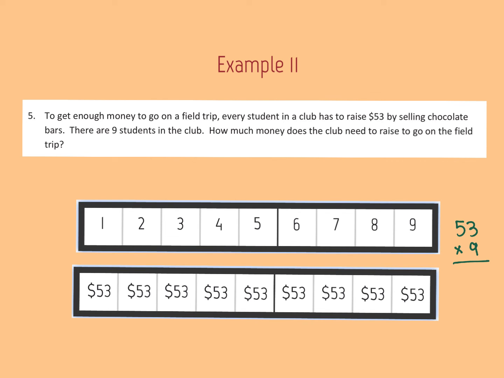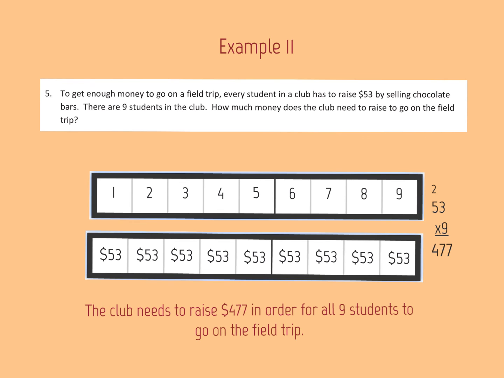And first we would multiply 3 times 9, which is 27. Carry your 2 or your 20 to the tens place. And 5 times 9 or 50 times 9 is 450 plus 20 will get you 470. So 477, which means that you have $477 that needs to be raised. So for the answer of how much money the club needs to raise to go on the field trip, the club needs to raise $477 in order for all 9 students to go on the field trip.